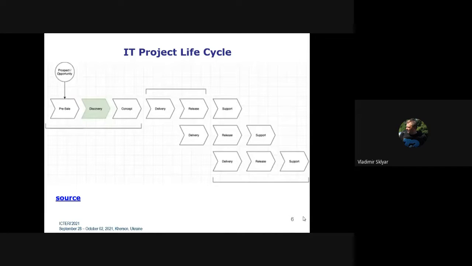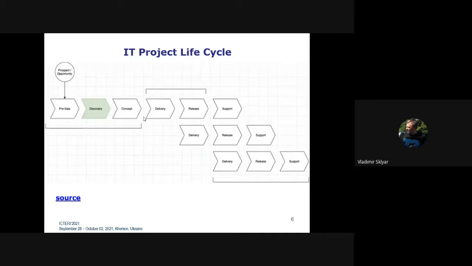I discussed specifically this IT project life cycle, so you can see that before a potential customer comes to us with a request for proposal, we implement the pre-sale stage. After that, we start the active project from the discovery stage. After that, we form the concept, and after that, we have some increments with delivery, release, and after-release support.